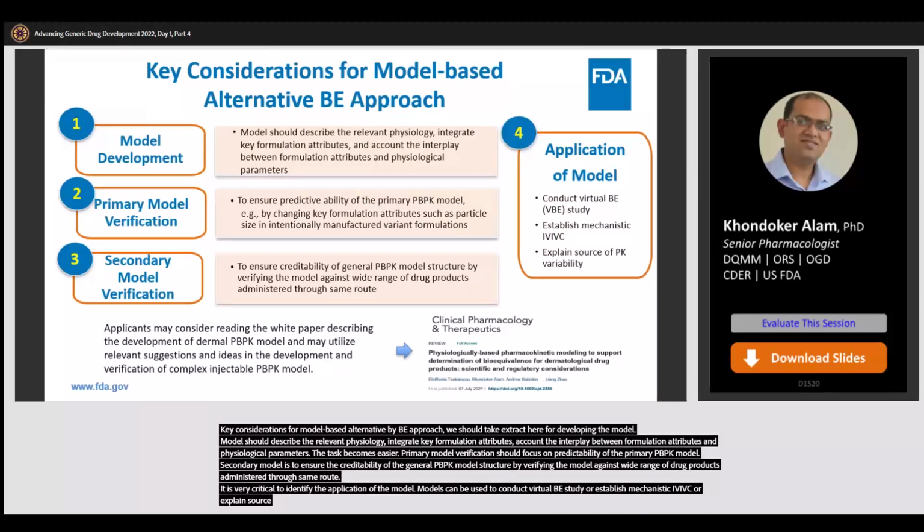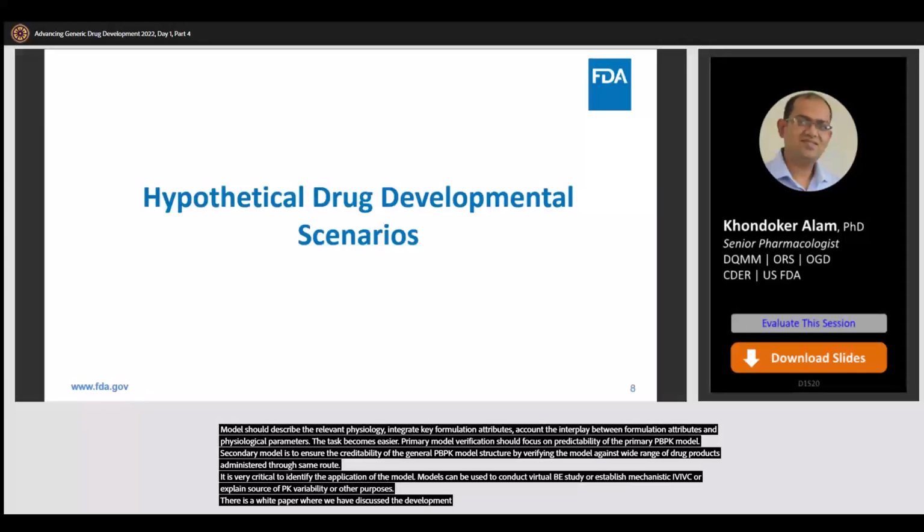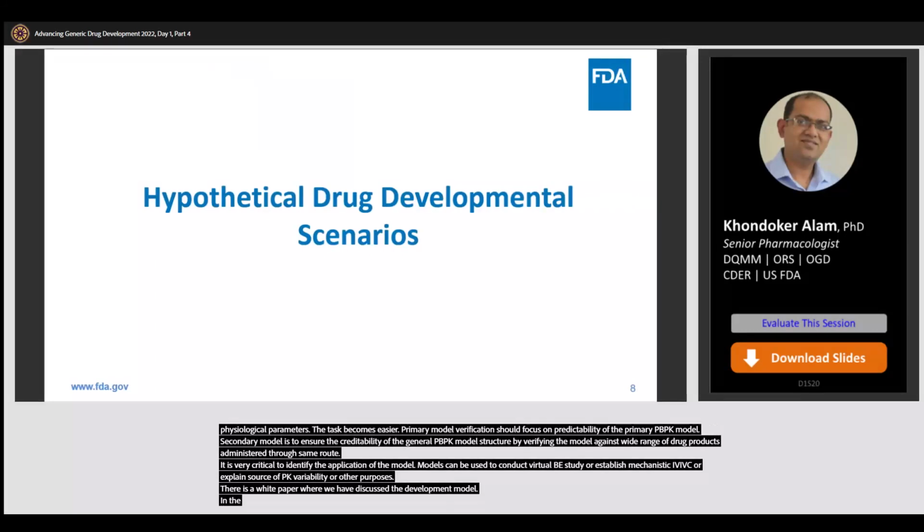There is a white paper from FDA authors where we have discussed the dermal PBK model. You may utilize relevant ideas from this paper in the development and verification of complex injectable PBK model. In the next few slides, I'll be discussing three hypothetical drug development scenarios to give you more clarity on how to overcome regulatory challenges when PBK modeling is part of your alternative bioequivalence approach.